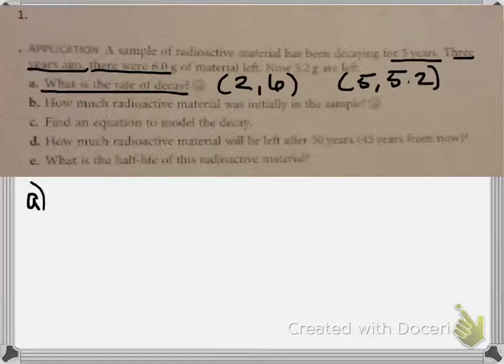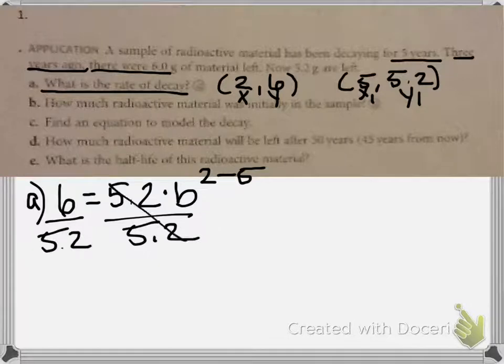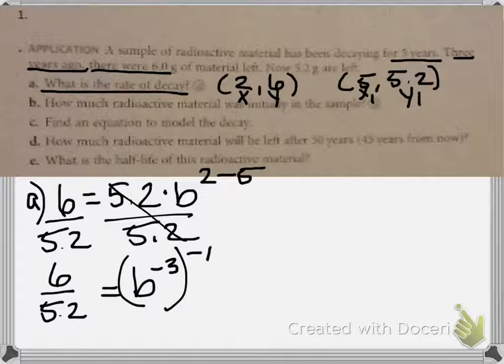So for A, and again, this is going to look very familiar. We have our 2 points. We have x and y, and then x1 and y1. And so we have 6 equals 5.2 times b, which we don't know, to the 2 minus 5 power. So I'll divide both sides by 5.2, and I'll have 6 over 5.2 equals b to the negative third. So we solve this power equation by raising it to the negative 1/3 power.